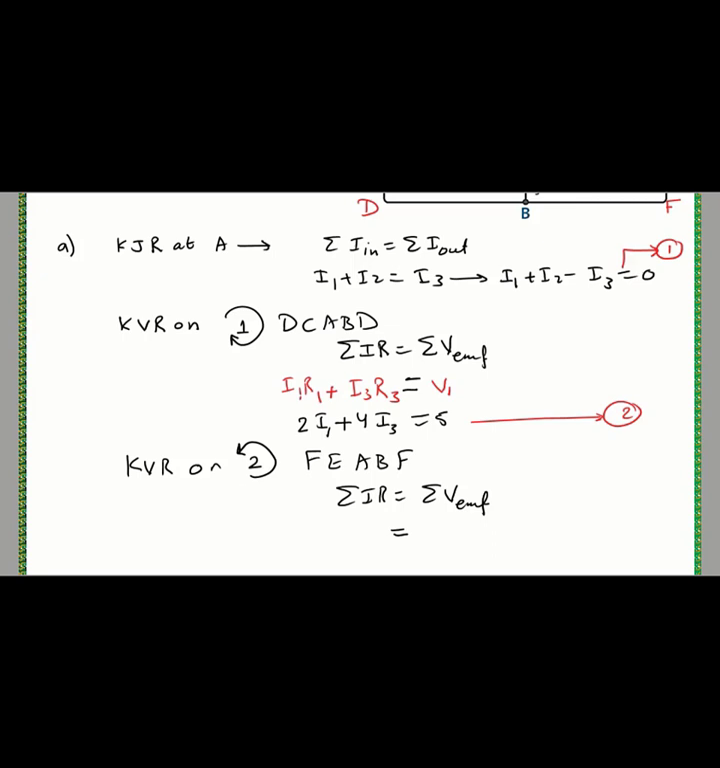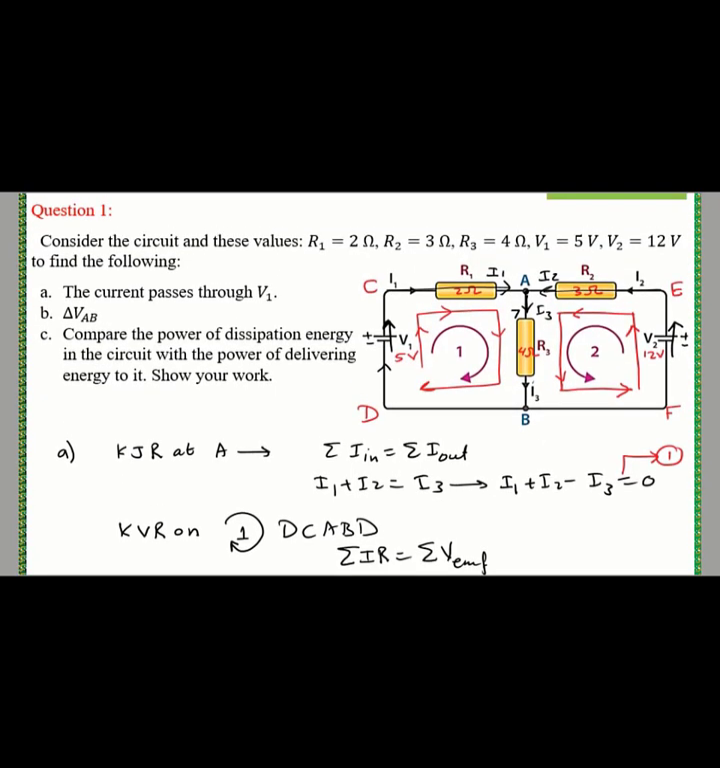First, let us search for the current. From F to E, the current is I2, but there is no resistance between F and E, so there is no potential drop here. But from E to A, we have a resistance of 3 ohms and the current I2. And I2 is in the same direction of the analyzing in this one. So it is positive, I2 times R2.